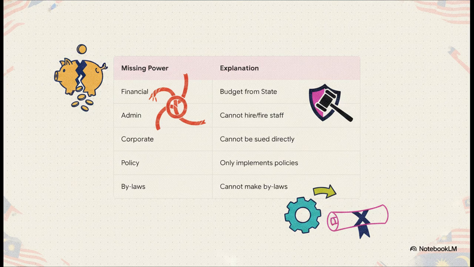Seriously, take a mental snapshot of this exact matrix right now. These are the 5 specific powers that decentralized bodies totally lack compared to devolved local governments. Number 1, no financial autonomy. They completely rely on federal or state budgets, no revenue of their own. 2, no administrative autonomy. They literally can't hire or fire their own staff. That's done by commissions. 3, they are not a body corporate, meaning you have to sue the state, not them. 4, they only implement higher policies. They don't make their own. And 5, they cannot make their own bylaws, unlike actual local governments.